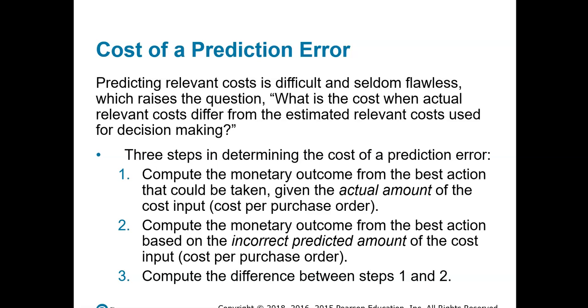Then in step 2, we're going to compute the monetary outcome from the best action based on the incorrect predicted amount of the cost input. We're going to go through the EOQ model again based on the incorrect assumption to calculate the new optimal quantity and calculate the total relevant cost from there. And then step 3, take the difference between step 1 and step 2.